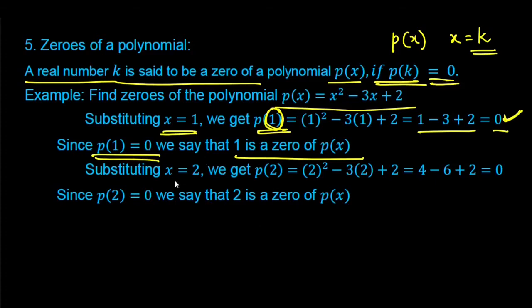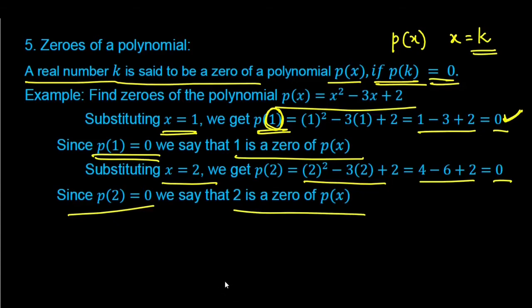Now let us substitute another value, x equal to 2. We get P of 2 is equal to 2 square minus 3 into 2 plus 2. This becomes 4 minus 6 plus 2, which is also equal to 0. Since P of 2 is equal to 0, we say that 2 is a zero of P of x. So here 1 is a zero of P of x, 2 is a zero of P of x. 1 and 2 are zeros of P of x here.